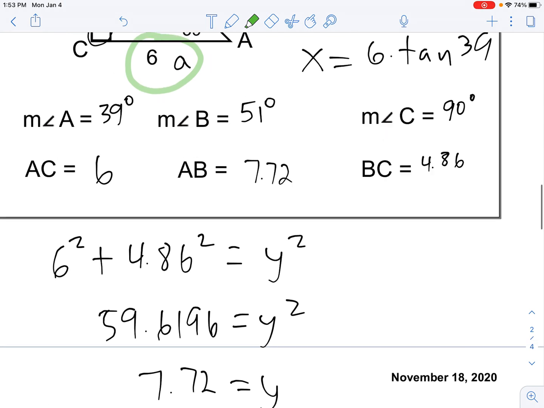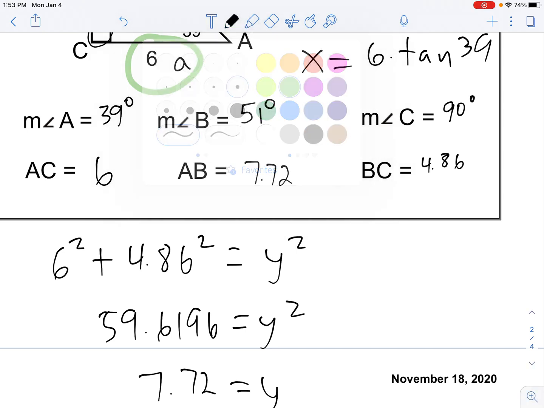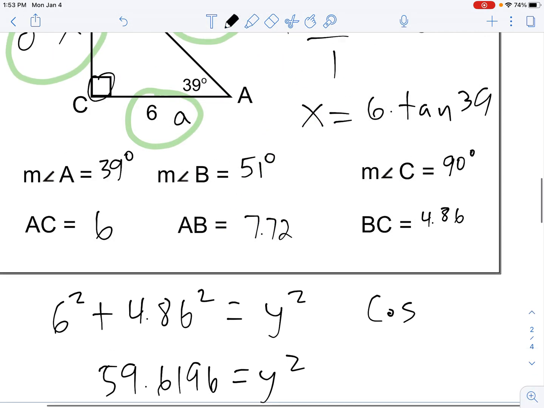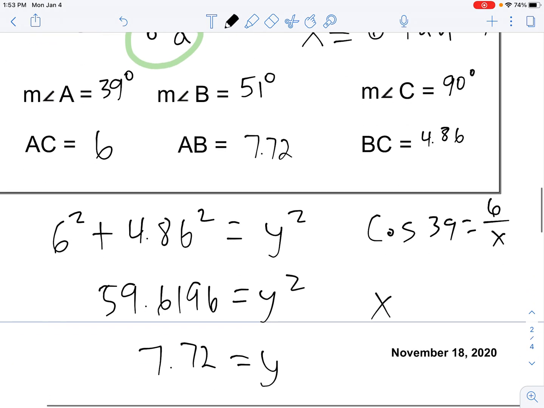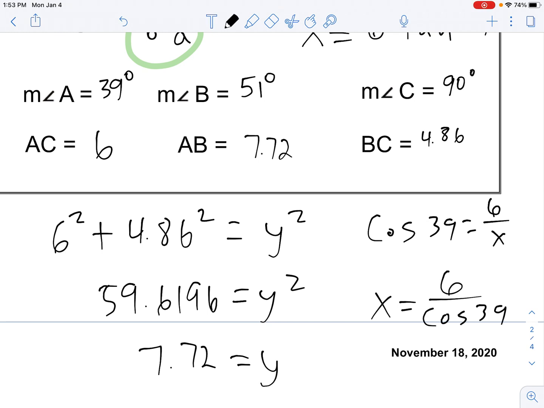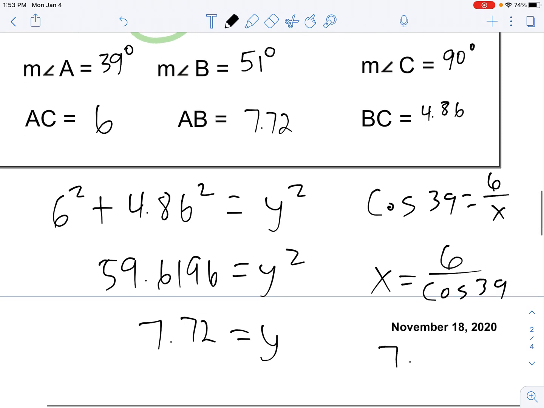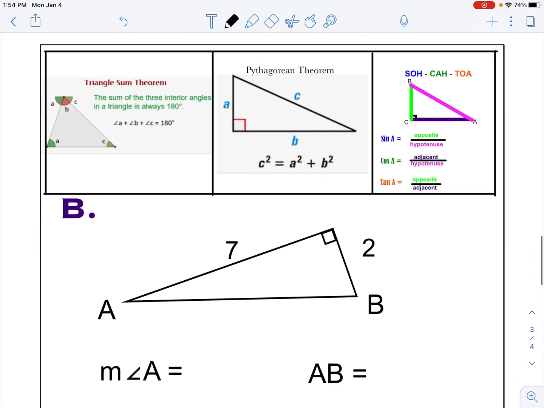If not, I should see the cosine of 39 is equal to 6 over x. And then x is going to equal 6 divided by the cosine of 39. 6 divided by the cosine of 39 is 7.720, right? So you should be getting the same thing or approximately the same thing. So we're going to go down to the next one.